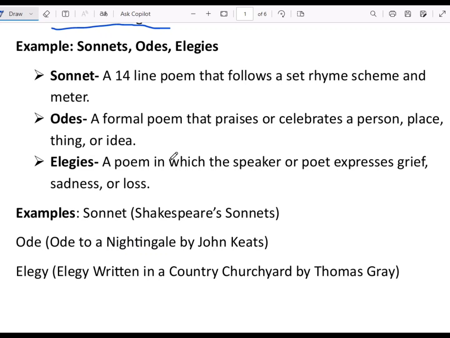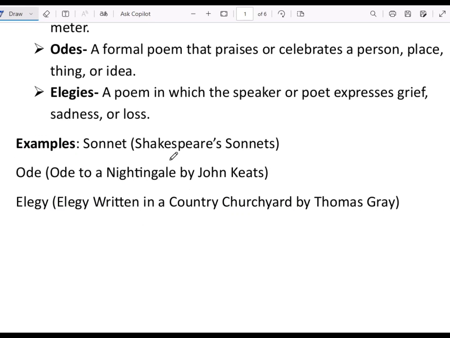Next, there is the ode. An ode is a formal poem that praises or celebrates a person, place, thing or idea. And then an elegy is a kind of poem in which the speaker or the poet expresses their grief, sadness or loss. Let's learn about some of the examples.